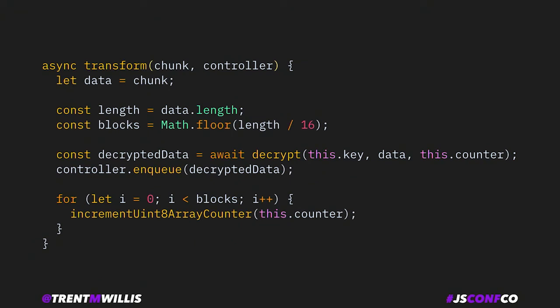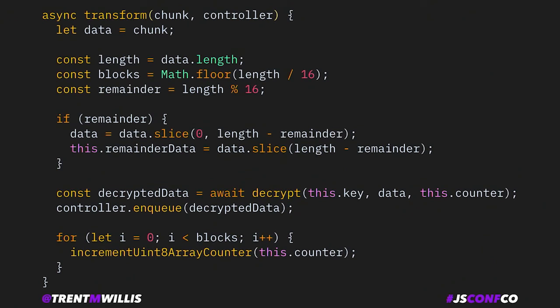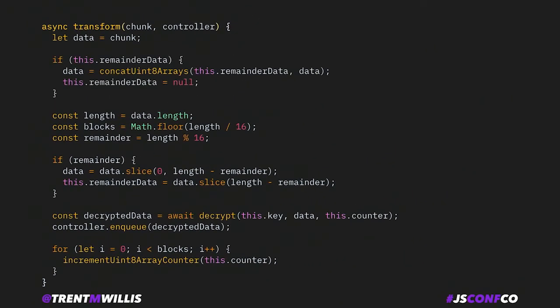Now, the observant among you might have realized that, hey, what if we get data whose length isn't an exact multiple of 16? Well, to handle this, we have to write some more code. First, we start by taking the modulus of the length by 16, and that'll give us the remainder, or how much data we have left over that didn't fit into a block. We'll then slice off that data and save it into a stateful variable called remainder data, and save it for the next run of the function, where we can then concat that with a new chunk of data at the beginning and proceed processing as normal.